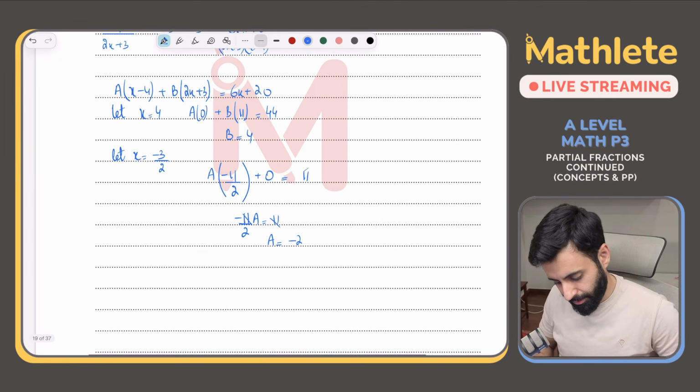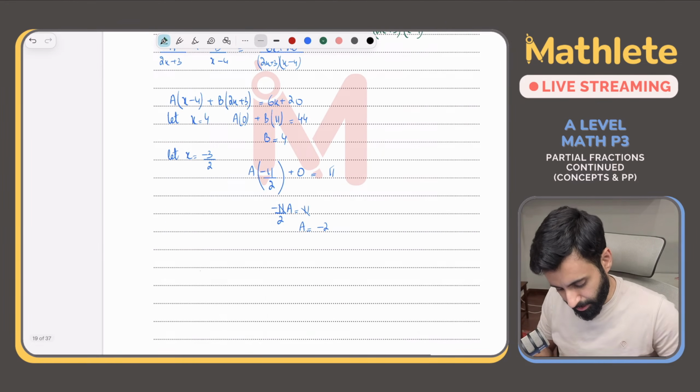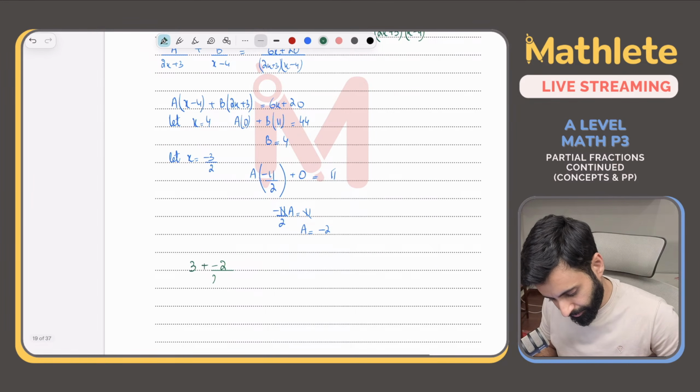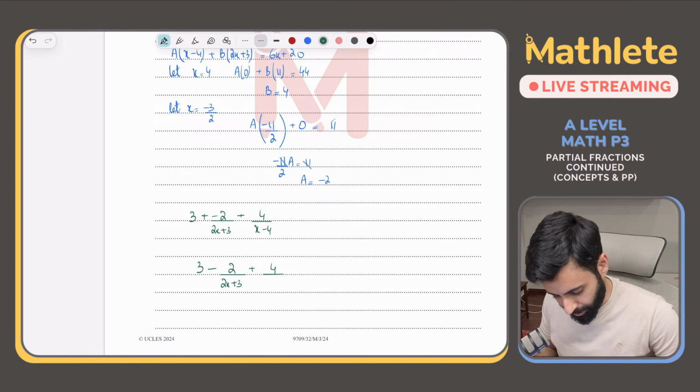Now that we have the values of A and B, we can finally express it in partial fractions. So 3 plus minus 2 over 2x plus 3 plus B, which is 4, over x minus 4. So that means 3 minus 2 over 2x plus 3 plus 4 over x minus 4, and that is your answer.